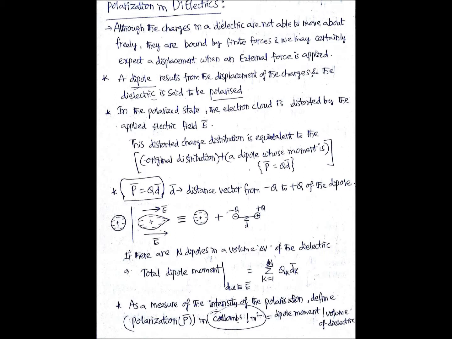As a measure of the intensity of polarization, we define one more term, known as polarization. This is very important. People get confused between polarization and dipole moment. It is also denoted by p bar, and the units are coulombs per meter square. It is nothing but the dipole moment per unit volume of the dielectric. We will see the mathematical expression now.